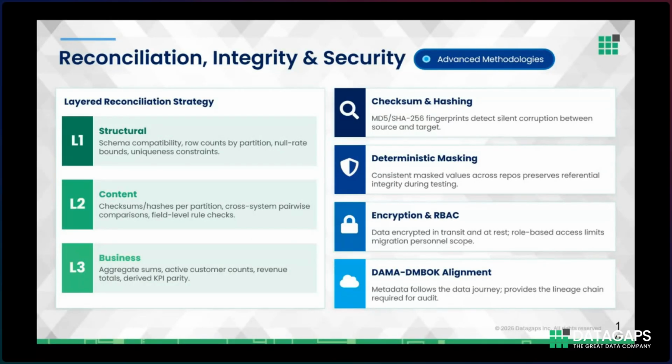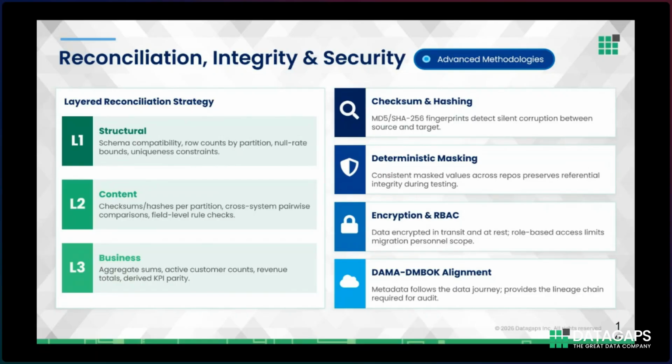And then you move on to the content checks. Here the content includes the checksums, the hashes per partition, and other field comparisons, as well as rule-based checks on the type, the range, the allowed values. And then third, you come to the business reconciliation, where the aggregates are aligned to the actual business meaning, like total revenue by period or active customer counts. This is what the business stakeholders actually care about, and it is the layer that most automated tooling misses completely.